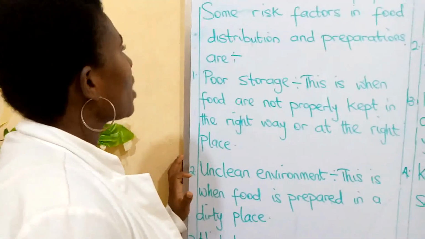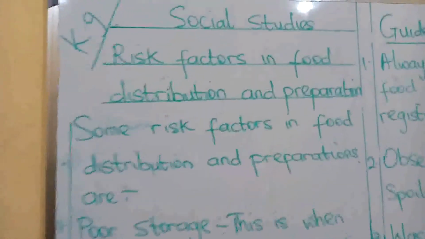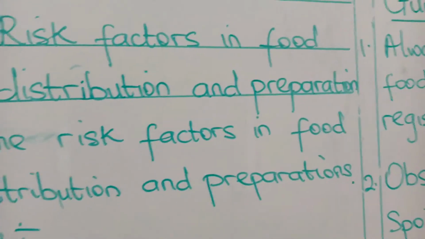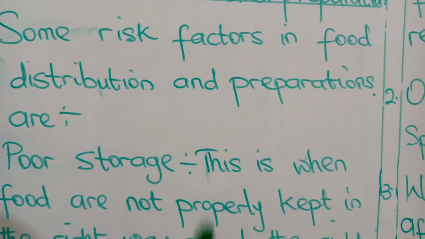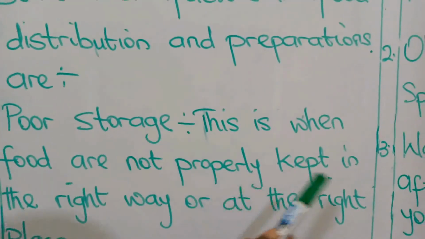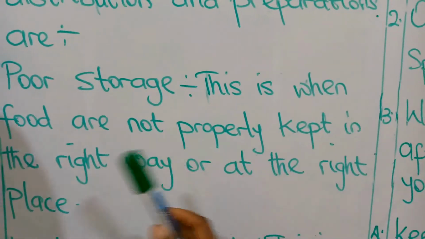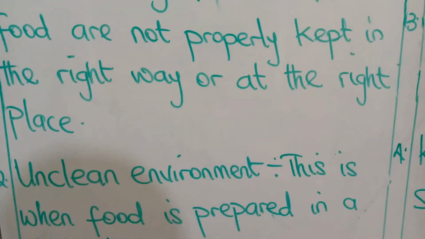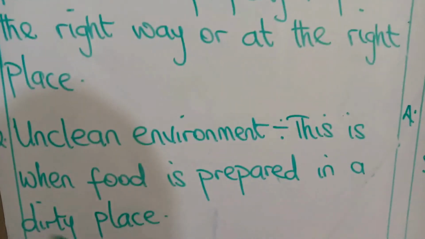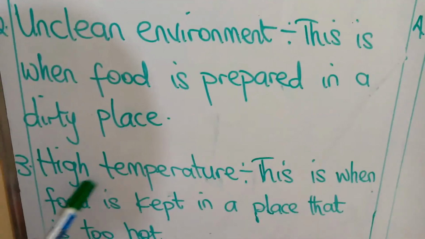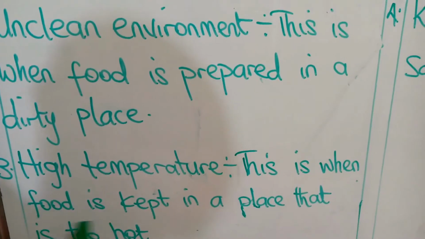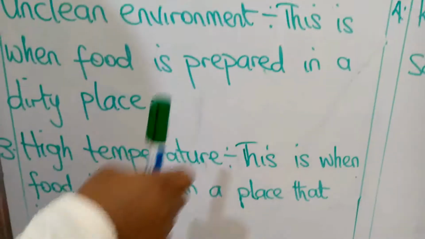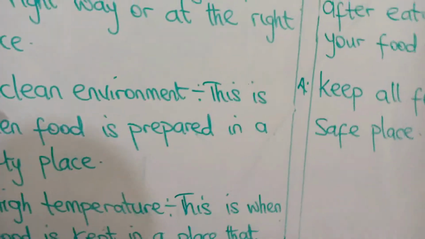Let's take the note down. We want to go back to the lesson one more time. We are talking of risk factors in food distribution and preparation. Some of the risk factors are poor storage. This is when food is not properly kept in the right way or at the right place. Number two, unclean environment. This is when food is prepared in a dirty place. Number three, we have high temperature. This is when food is kept in a place that is too hot, keeping food in a hot temperature.